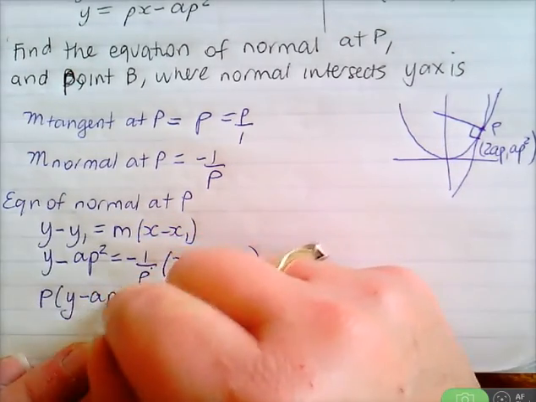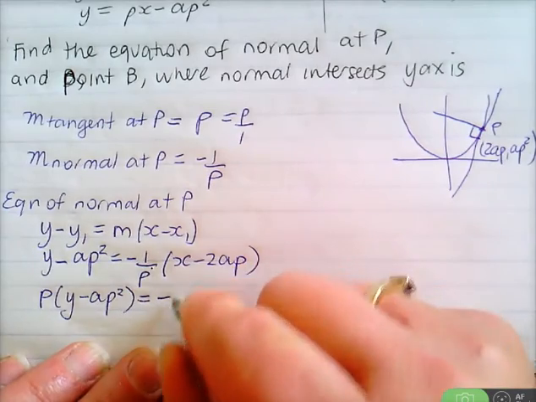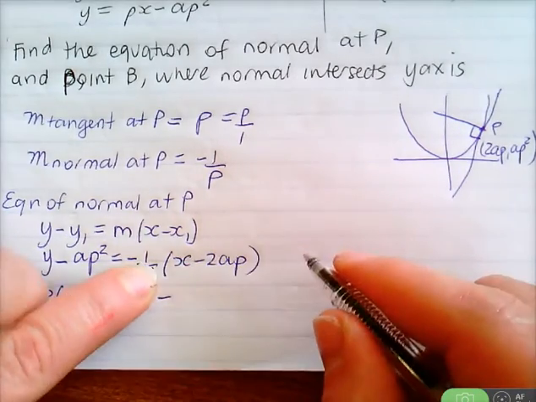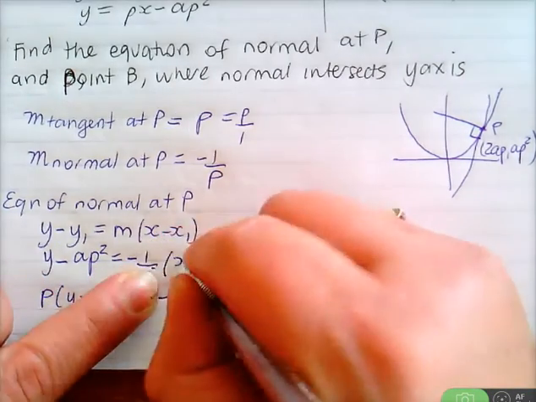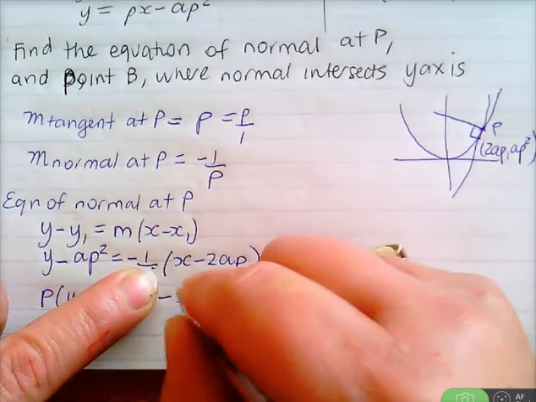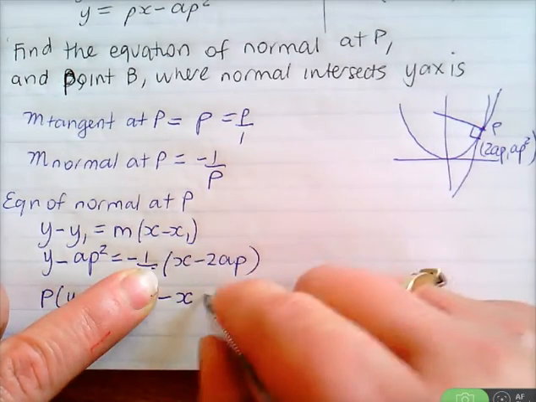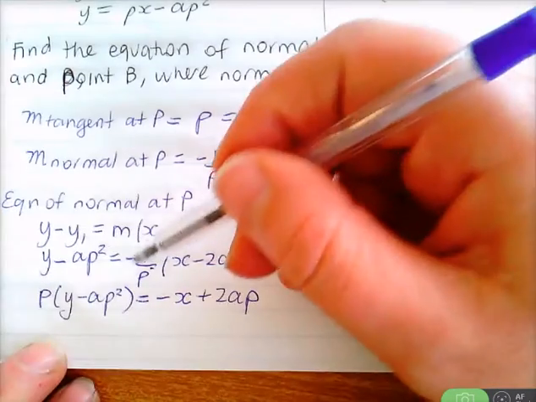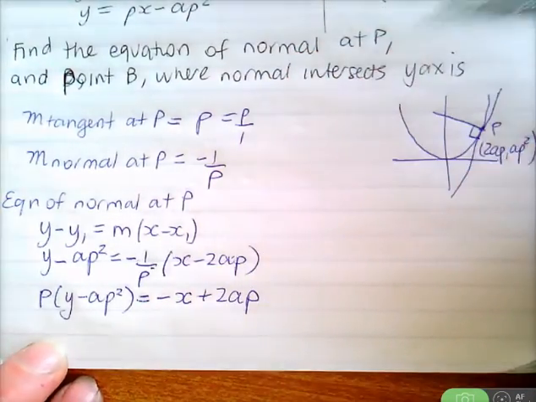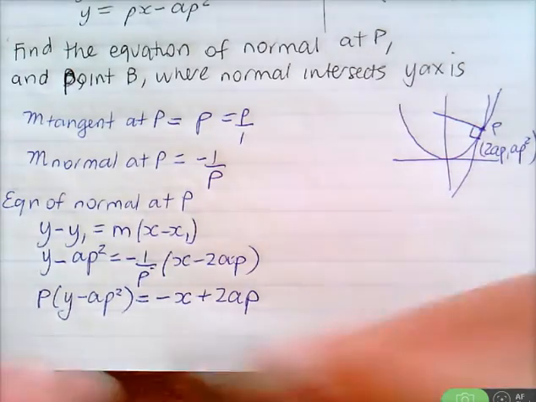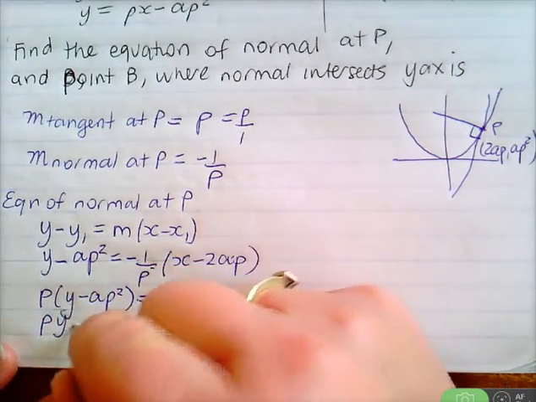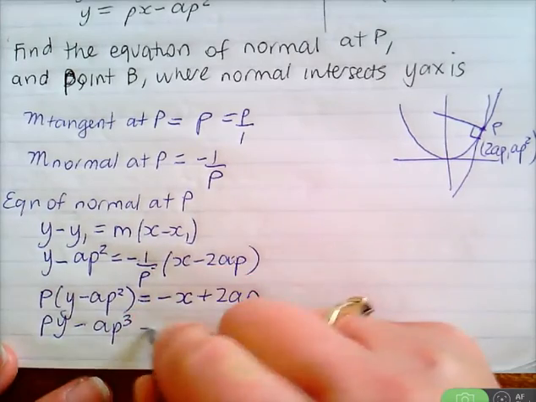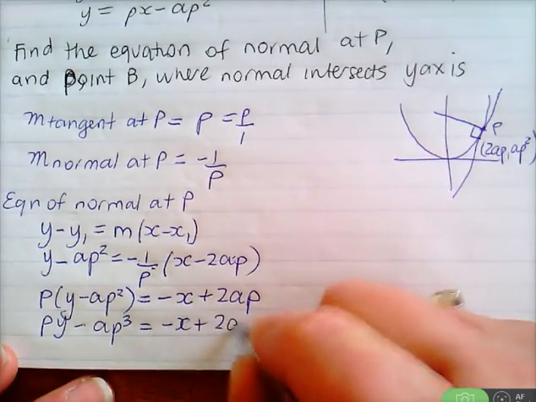P bracket Y minus AP squared is negative 1. So I'm going to cover the P because it's gone. I get negative X. You okay, or can I expand? Plus 2AP. So I took the P over and then I did negative 1 times each of those. All right? Now let's expand. PY minus AP cubed is negative X plus 2AP.